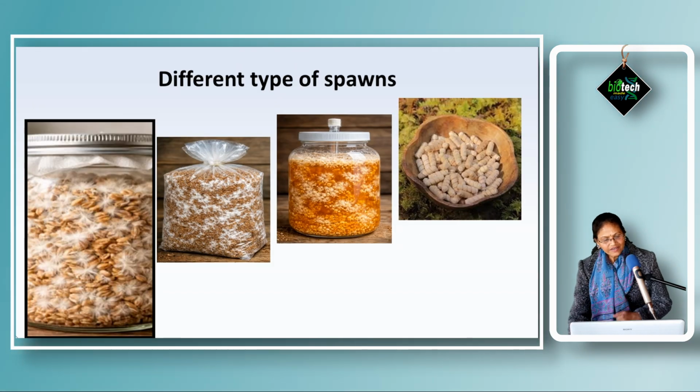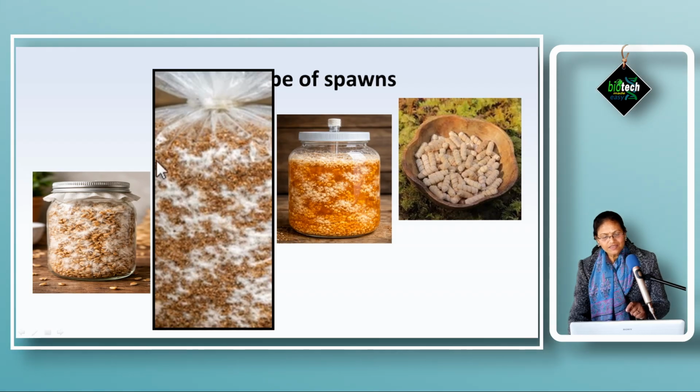So the first one is the grain spawn. Here the wheat is taken, and on the wheat this white thing is the mycelium of the mushroom. And this one is the sawdust spawn. So here the sawdust is there and the same white mycelium you can see.